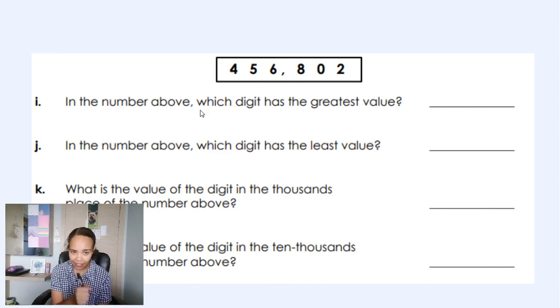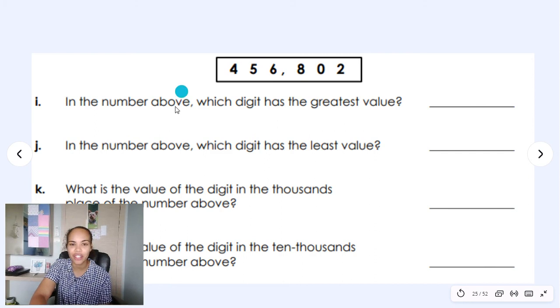456,802. In that number, which digit has the greatest value? Which digit has the biggest value? Do you think it's the 2? Do you think it's the 0 in the 10th place? Which one do you think is the greatest, the biggest? In the number above, which digit is the least? That's the opposite of the greatest. What's the smallest value in this number?